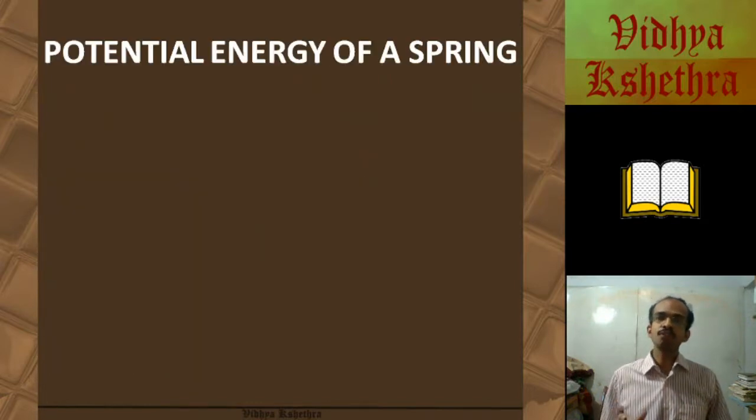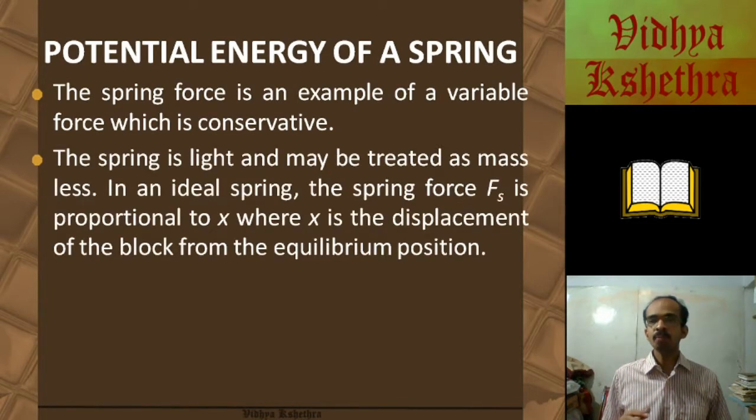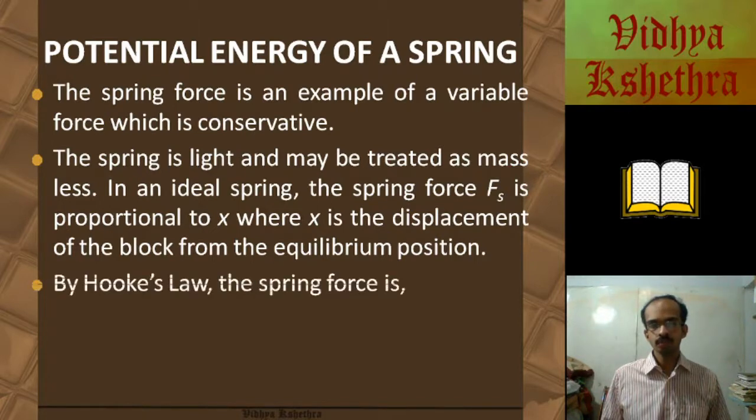Now, potential energy of a spring. The spring is an example of a variable force which is conservative. The spring is light and may be treated as massless. In an ideal spring, the spring force Fs is proportional to x, where x is the displacement of the block from the equilibrium position. By Hooke's law, the spring force is given by Fs = -kx, where k is a constant of proportionality having a unit of newton per metre.